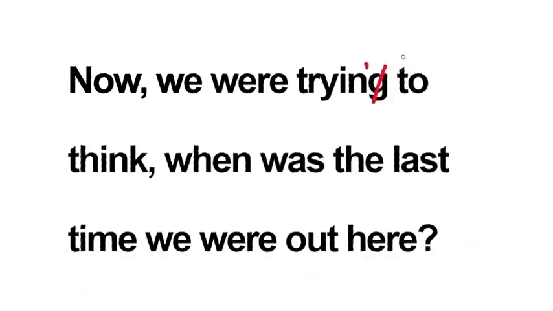I'm trying to think. The word to, that was very fast. I made a flap T and a schwa so that it could be even faster. Trying to, I'm trying to think. You can make that word incredibly short. And then, we want to link it to the word before, trying to. So it doesn't sound like a separate word. It just sounds like another syllable at the end of trying. I'm trying to think, when was the last time we were out here?